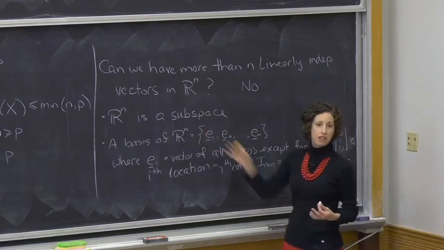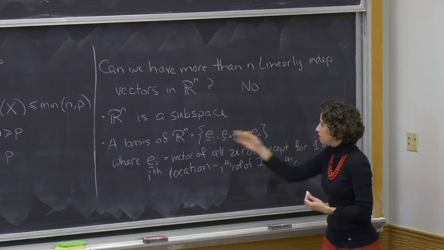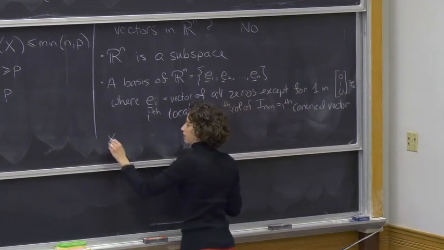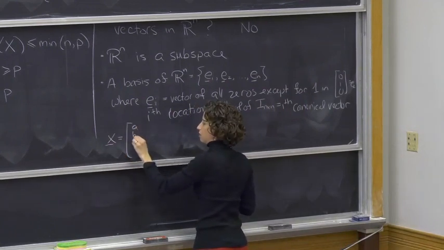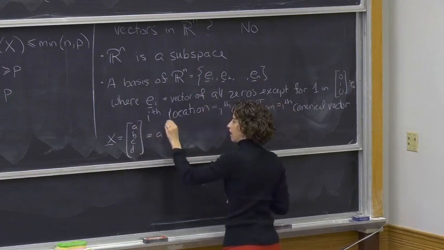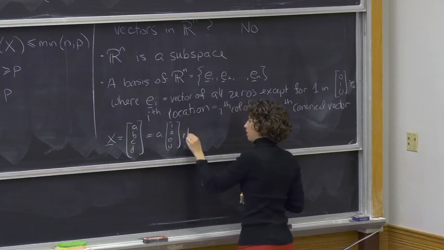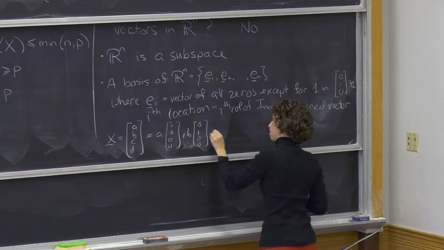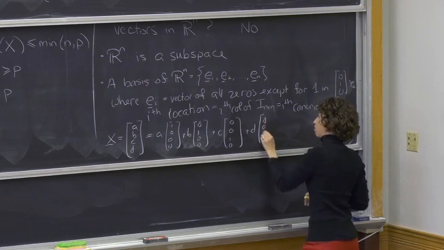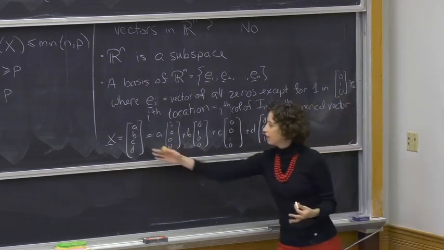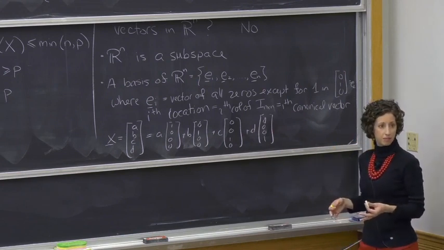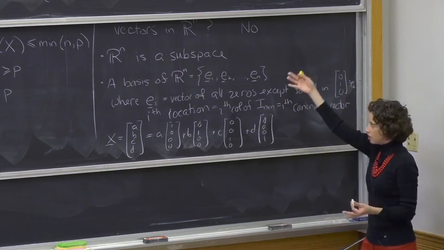Okay, so for any length-n vector, I can write it as a weighted sum of these canonical vectors. So if I've got a point x with entries A, B, C, and D in 4D, then I can write this as A times 1, 0, 0, 0 plus B times 0, 1, 0, 0 plus C times 0, 0, 1, 0 plus D times 0, 0, 0, 1. I can represent any point in terms of these canonical vectors. They're just telling me what the individual elements are one by one. Very simple way to represent a basis for all of Rn.